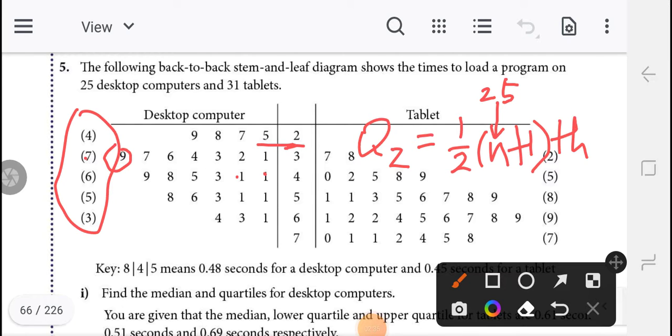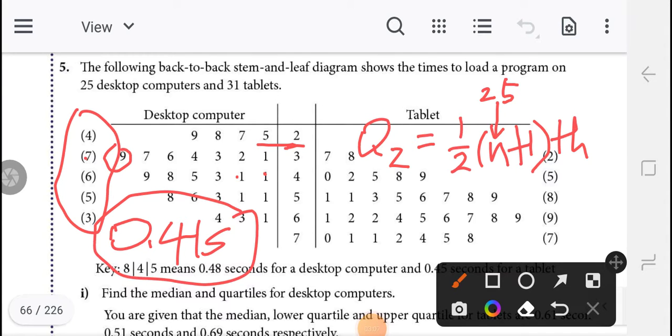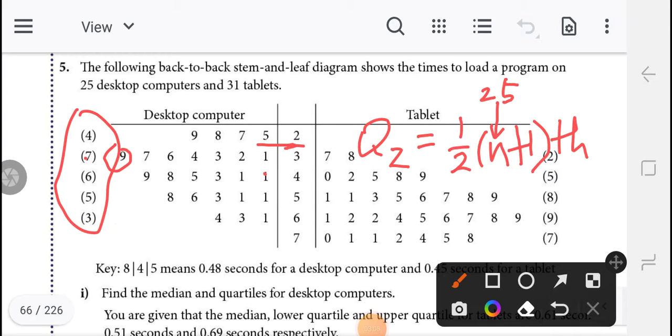So we have 0.41 seconds right there. That's the 13th number. 0.41 seconds. That's our median right there. Now let's look at how to find the lower quartile.